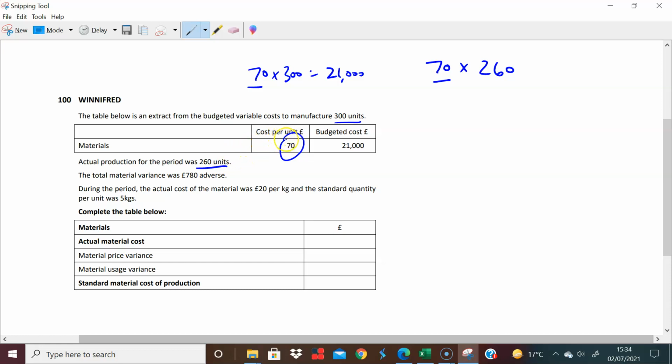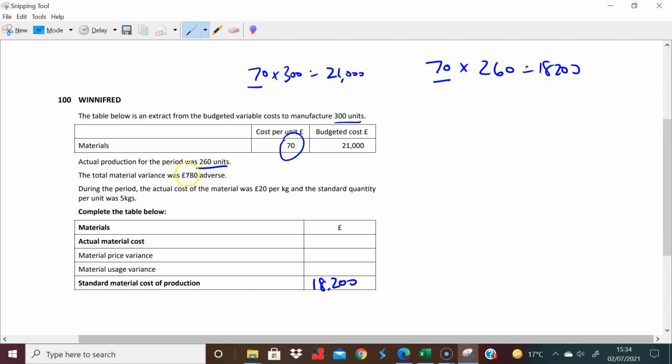So we can already start visualizing and getting some things. It might not jump out straight away. It's not jumped out for me straight away how I'm going to finally get around this, but I know this is 18,200, and that's what it means here by the standard material cost of production. That's what I'm expecting, 18,200. That's the first thing.